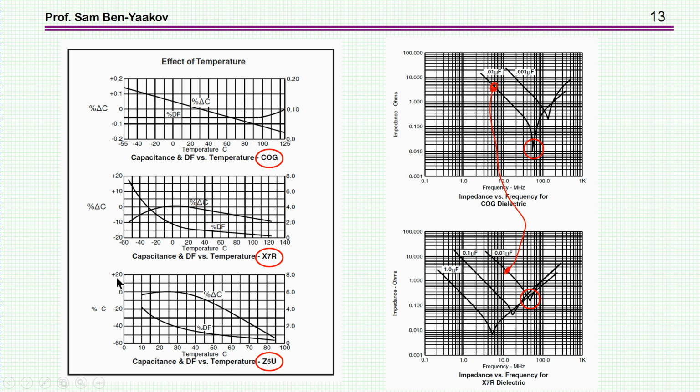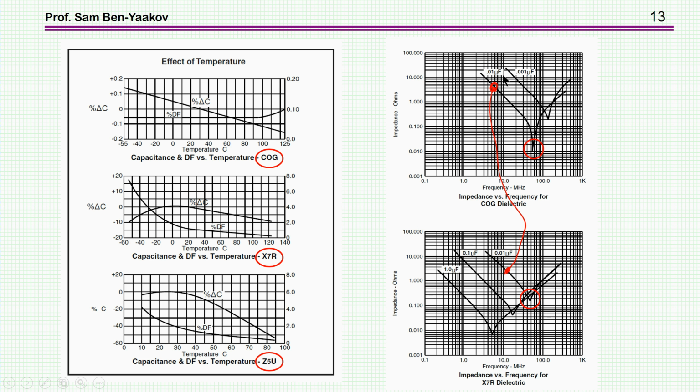And of course, we have the Z5U. Again, these are large changes. The scale here is much larger. Also, the value of the dissipation factor of the COG, this is in percent, is very low. It's 0.1, 0.2, meaning that the ESR will be small. We'll see it in a minute. And here, the dissipation factor is in percent, 2 to 3%.